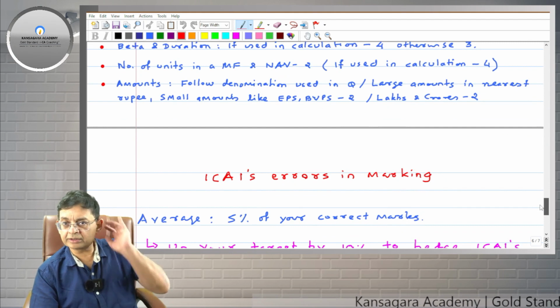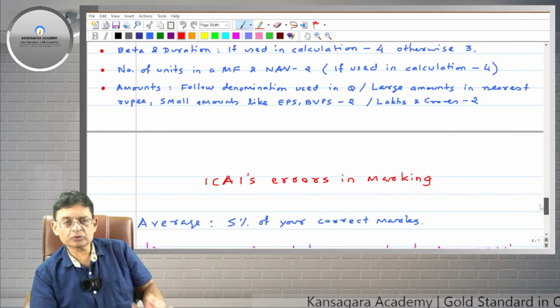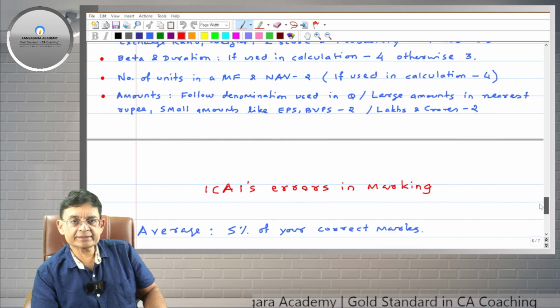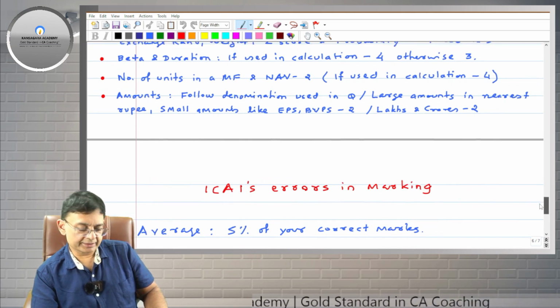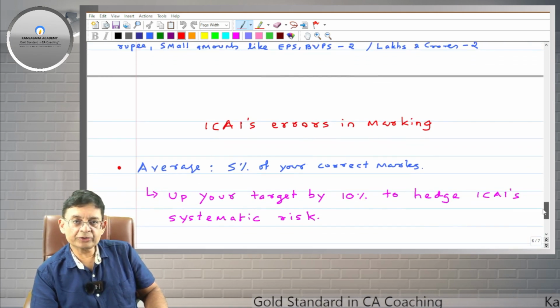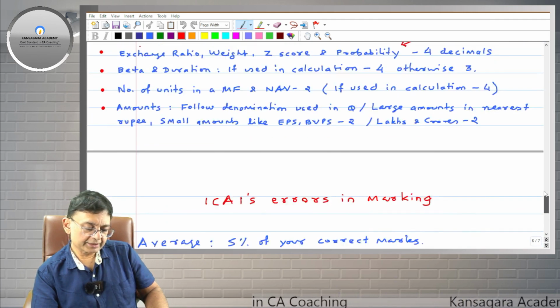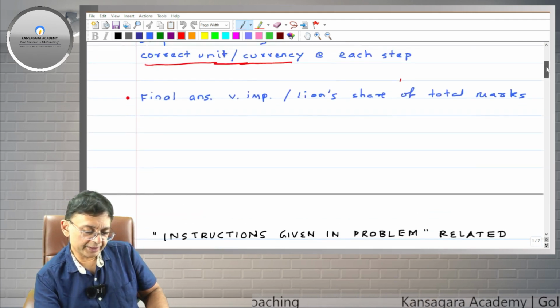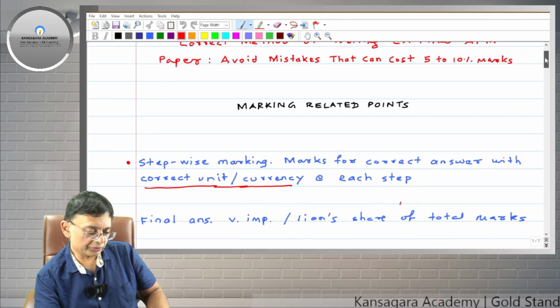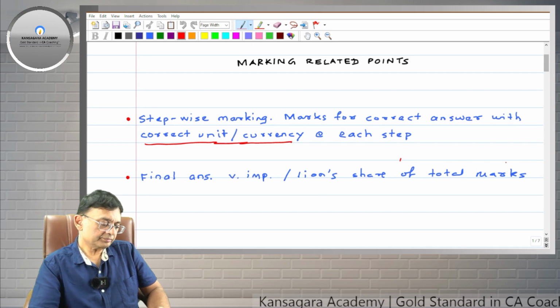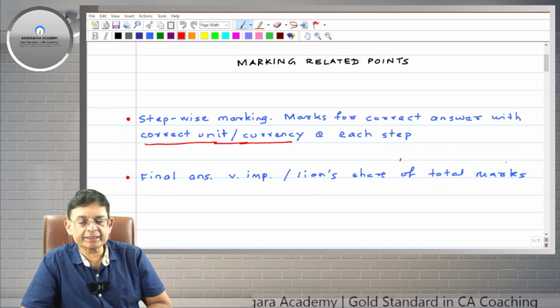Then at the end, we will also discuss the errors which the ICAI's examiners can make in examining your answer sheets. We will also have a thought on that. Okay, so this is the brief overview of what we are going to discuss. Now let's start our discussion, students. The first is the marking related points.